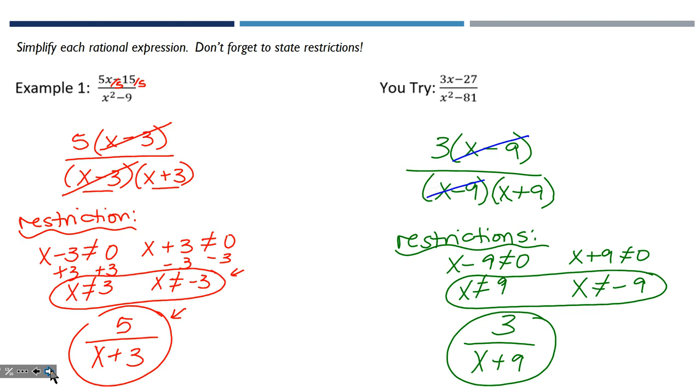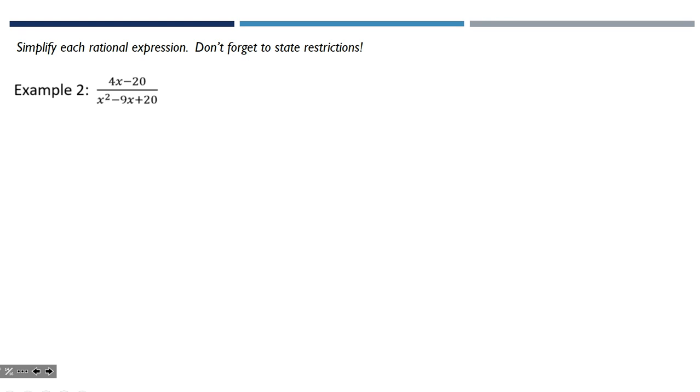Let's try another one. Here's another example. So step 1, factor the numerator. In the numerator, 4x minus 20, I notice that there's a greatest common factor. So I'm going to divide each of these things by 4. In the denominator, I don't have a greatest common factor, but this is a quadratic trinomial. So what multiplies to 20 and adds to negative 9? So that's going to be x minus 5 times x minus 4.